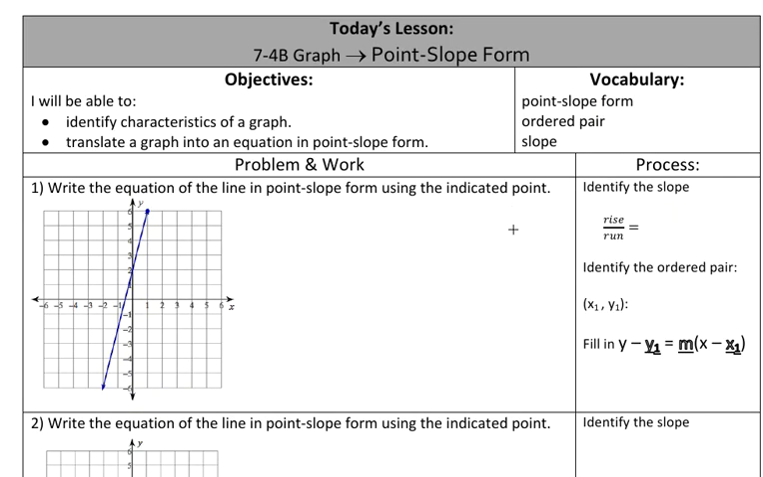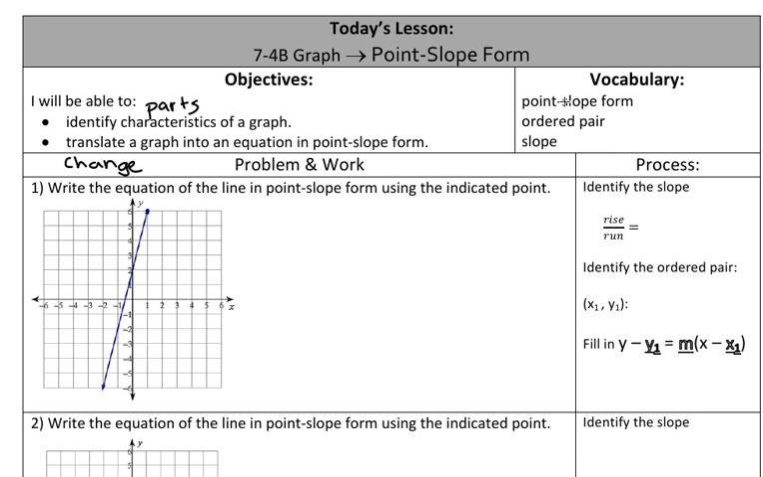So remember, we're also going to do 7.4b today, which means we're going to go from a graph to point slope form. So again, we're just going to identify the parts of a graph. That's what characteristics means, just parts, different parts of it. And translate means to change. So we're going to change this graph into an equation, but it's going to be in point slope form.